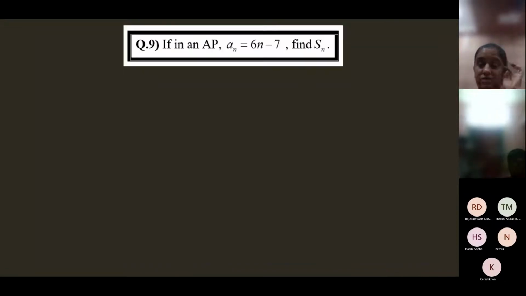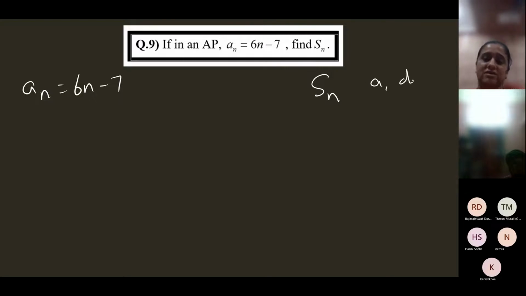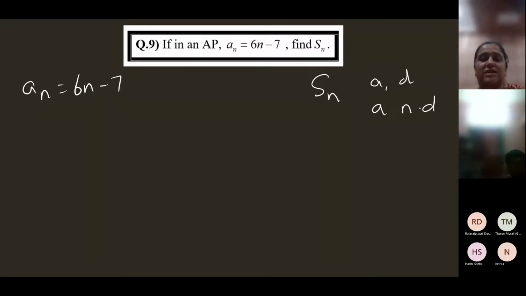All right. So here, children, if in an AP, the nth term is 6n minus 7, find Sn. Okay, the nth term. So using this, an is equal to 6n minus 7. Listen carefully. Now the thing is, if you want to find Sn, you need the values of a and d. You need the values of a, n, and d. To work any question from AP, you need these three values, a, n, and d.